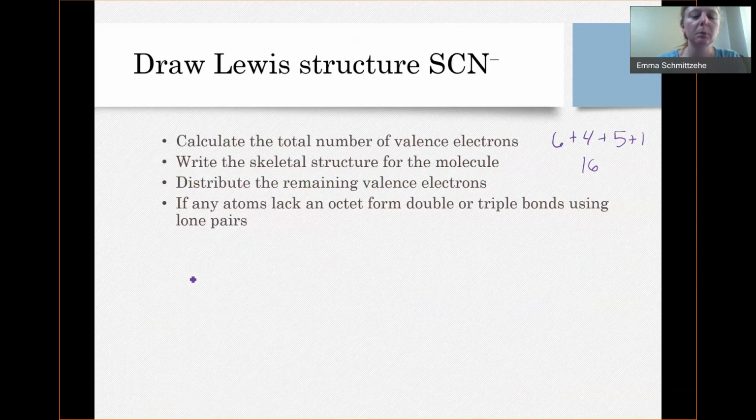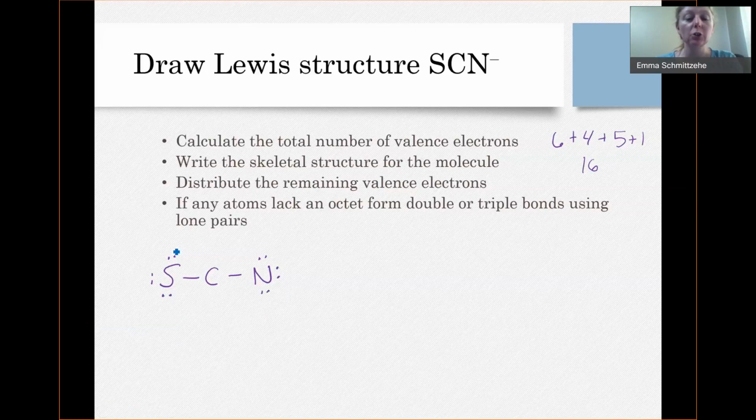So we'll just take it as given, SCN, and write it in that order. Then we've used up 4 of our 16 electrons, so we have 12 to go. I can put 3 lone pairs on my sulfur, 6 of those 12, and 3 lone pairs on my nitrogen, the other 6 remaining. So now I have 16 electrons, but we have a problem. The carbon is lacking, so we need to share 4 more electrons with carbon.